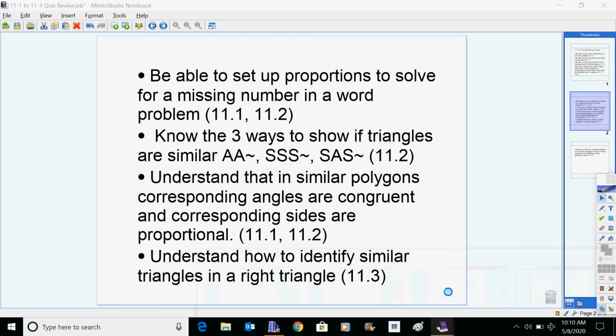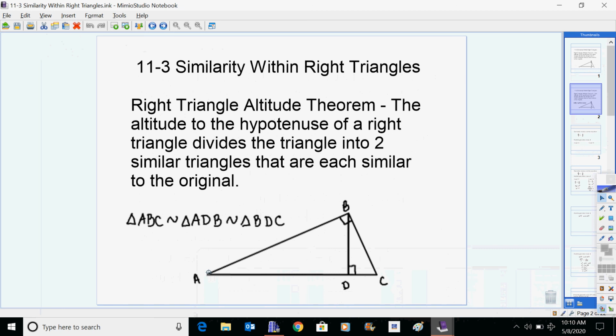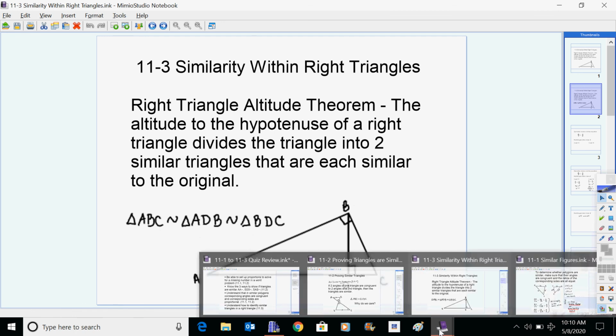You also have to be able to identify similar triangles in the right triangle scenario that we talked about in section 3. For example, if you know that triangle ABD is similar to something, you would need to figure out, keeping it in ABD order, that BCD would be the similar triangle that goes with it. In other words, you have to line up the corresponding parts and have your similar triangles identified.